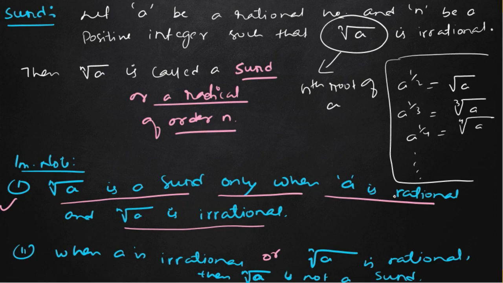Okay, to become a surd, a must be rational and the nth root of a must be irrational. Then only the nth root of a will be your surd, otherwise it will not be a surd. So you can see examples 1, 2 and 3 on page number 15, which show which are surds and which are not surds.